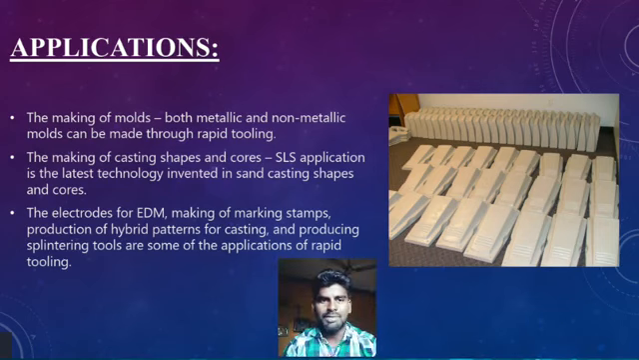Common applications of rapid tooling: it is used for making both metallic and non-metallic molds. Next, SLS technology, the latest technology, is used in sand casting shapes and cores. It is also used for applications such as electrodes for the EDM process, making marking stamps, production of hybrid patterns for casting, and producing sputtering tools.